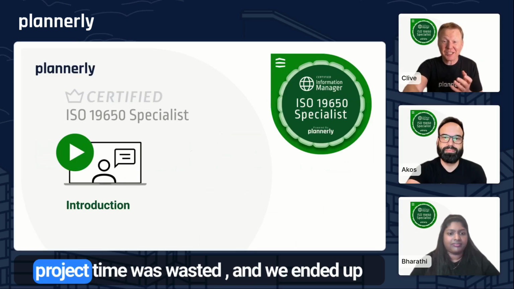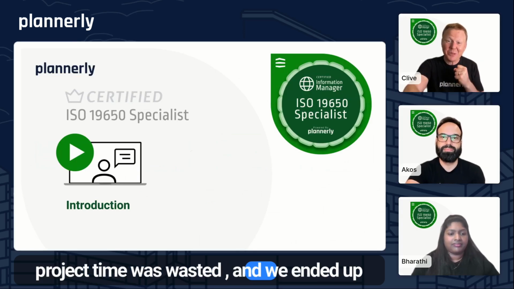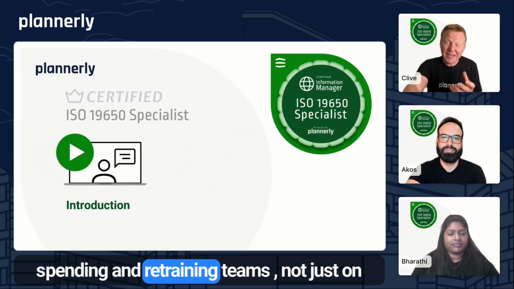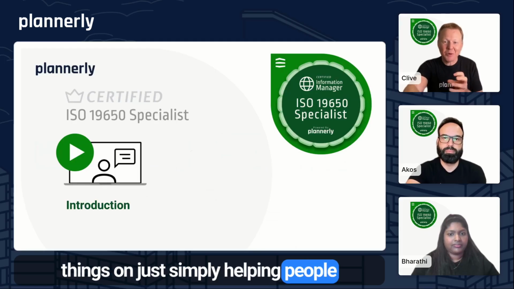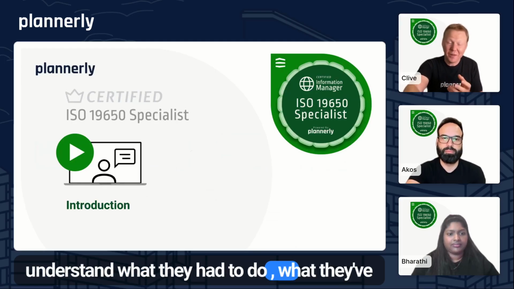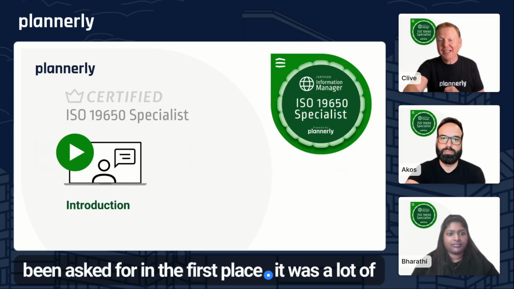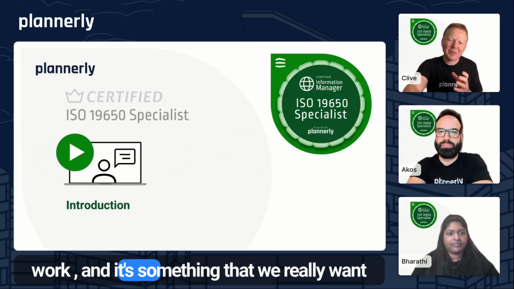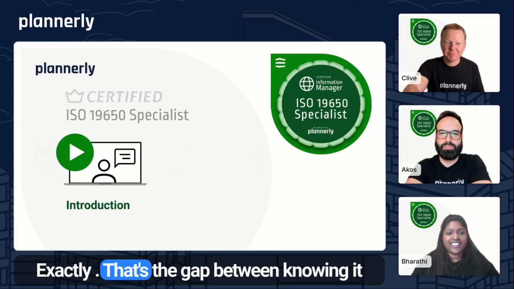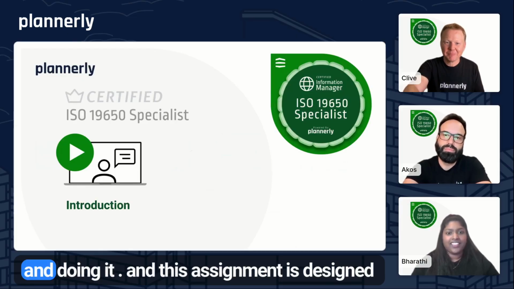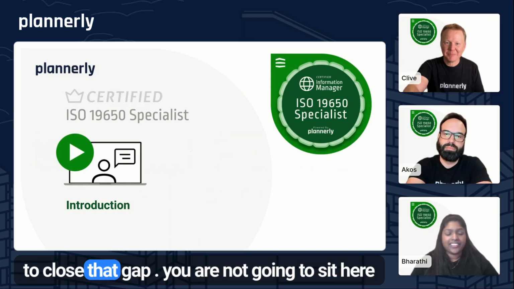Well, a huge amount of project time was wasted, and we ended up retraining teams, not just on improving delivery, but also on the simple things, on just helping people understand what they had to do, what they'd been asked for in the first place. It was a lot of work, and it's something that we really want to alleviate and help our industry avoid in the future. Exactly. That's the gap between knowing it and doing it. And this assignment is designed to close that gap.